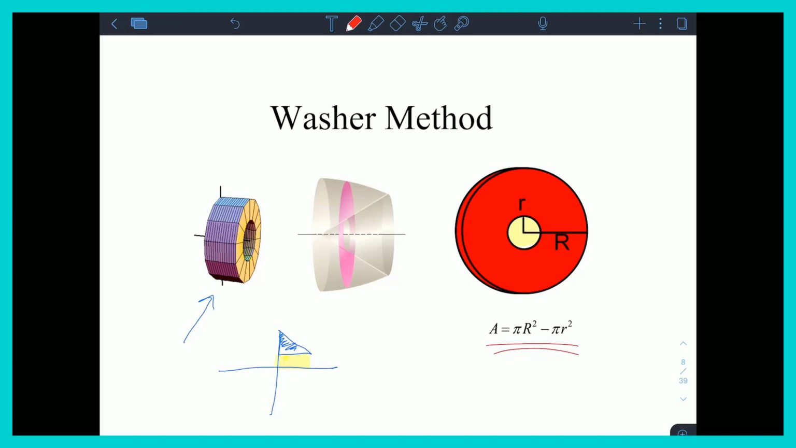Whenever you do a washer, you're going to have two different radii. The first one we usually call little r. To find little r, you put your pencil on the axis of rotation, in the center, and start tracing until you bump into the region. In this picture, I would start here and stop right here when I bump into the region. This distance is known as little r. Big R is when you start from the axis of rotation and go all the way to the end of your area. That distance is known as big R. The area of the slice is equal to pi big R squared minus pi little r squared.